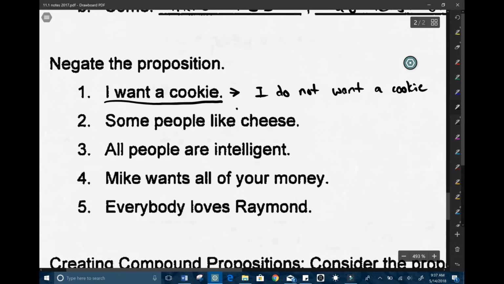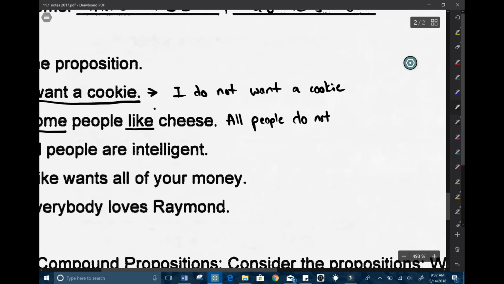And I know you guys are like, why are we doing this in math class? Well, it will build to logical statements later, okay? Some people like cheese. When we're negating, we are going to change some to all. And we also need to change the like. So this is going to become all people do not like cheese.